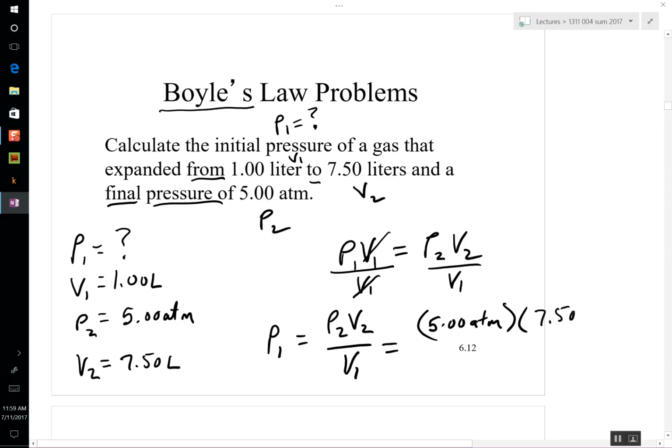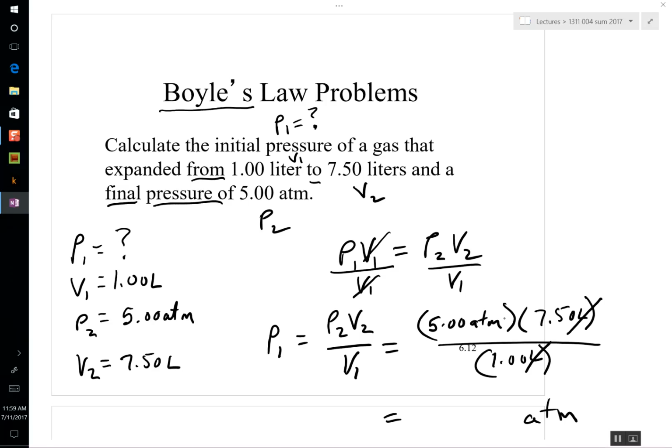V2 is 7.5 liters. V1 is 1 liter. Dimensional analysis. Next step. Cross out the liters. I've got atmospheres. Atmospheres is the unit. Is that a pressure unit? Yes. Okay? All right? I know I've taxed your patience going through it so slowly, but the other problems are going to get more complicated. And so if you go through this, Boyle's Law is the easiest problems to solve. You go through it like this.